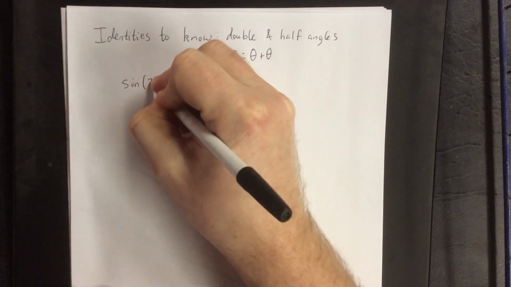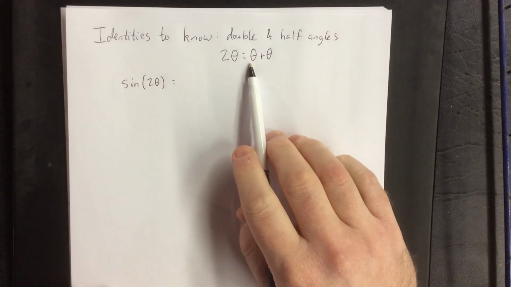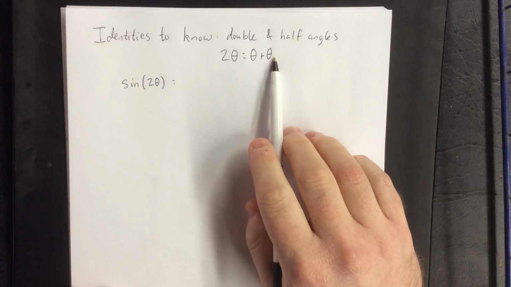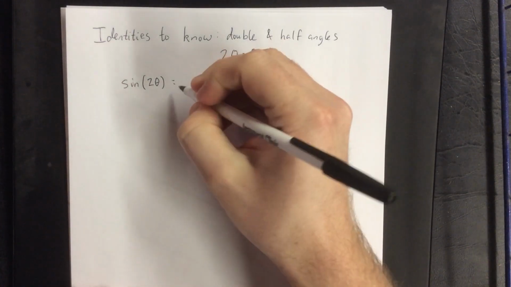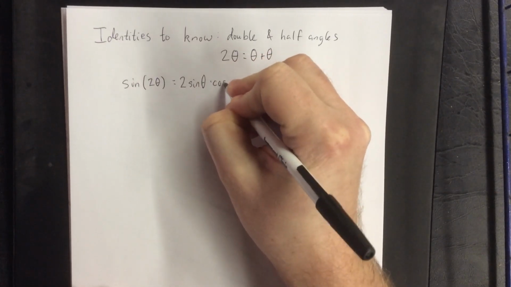With that in mind, if we apply this to the sine, we would have the sine of theta times the cosine of theta plus the sine of theta times the cosine of theta, giving us 2 times the sine of theta times the cosine of theta.